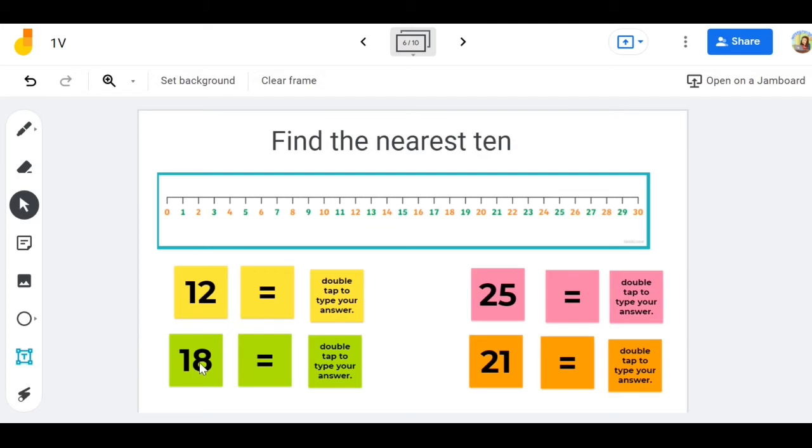All right, so 18 equals what? Which one do we round 18 to?